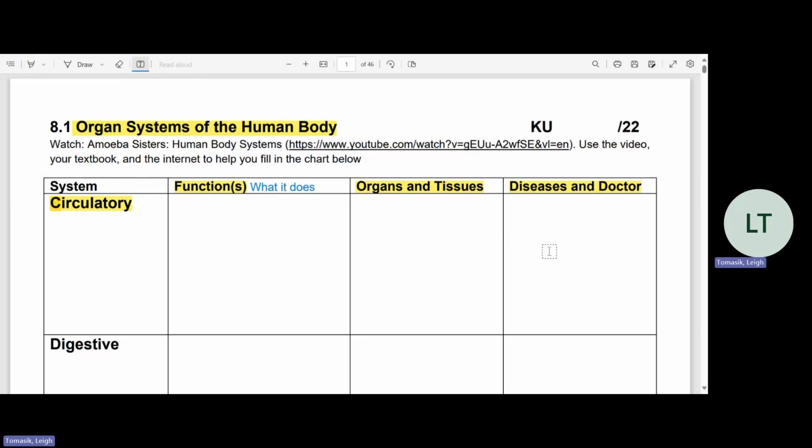And then diseases and doctors. Diseases and doctor, two things that I need. Okay. So, what are some diseases you can get in your circulatory system? And what doctor would you go to for your circulatory system? Okay, so two pieces of information for this third box.